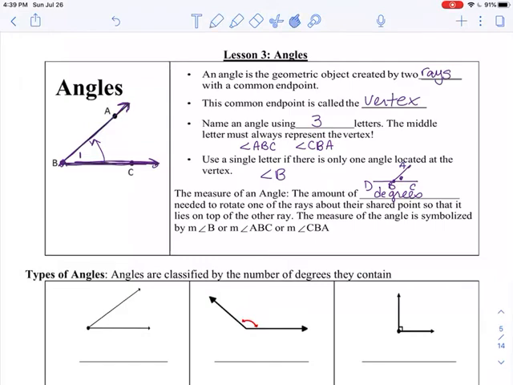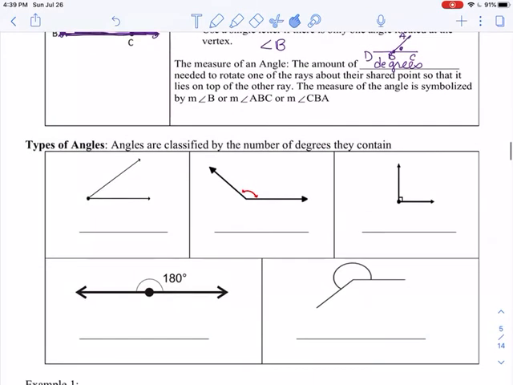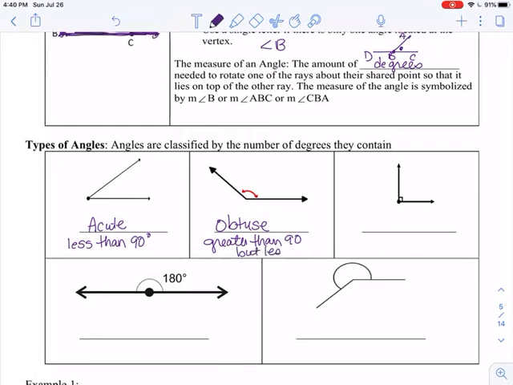Now we already talked the other day about the different types of angles. Our first one here is an acute angle. So this is the one that is less than 90 degrees. Remember, 90 is that L shape, and this is obviously less than 90. If it's more than 90, we call that an obtuse angle. So that's greater than 90, but less than 180. And we already talked about these the other day.